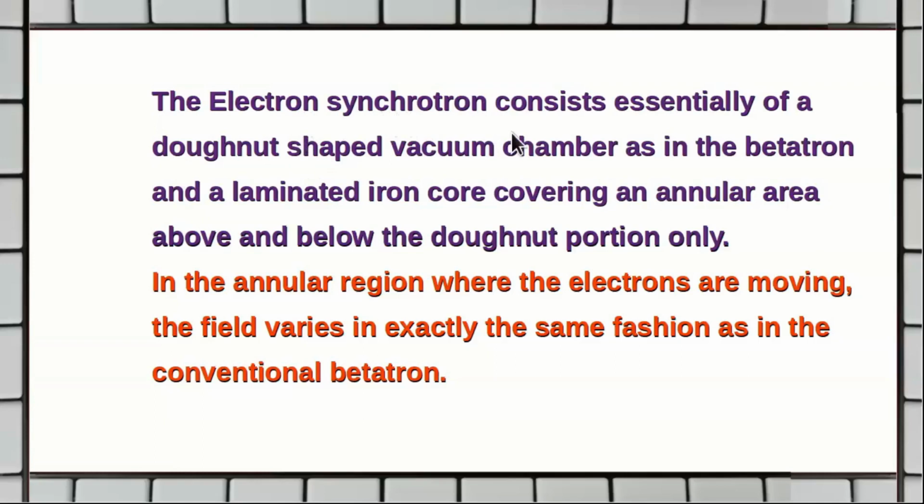The electron synchrotron consists essentially of a dee-shaped vacuum chamber as in the betatron and a laminated iron core covering an annular area above and below the dee portion only. So thereby the amount of iron core can be considerably reduced. In the annular region where the electrons are moving, the field varies in exactly the same fashion as in the conventional betatron.